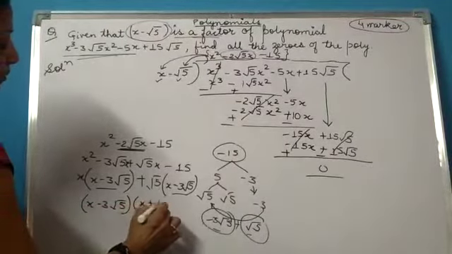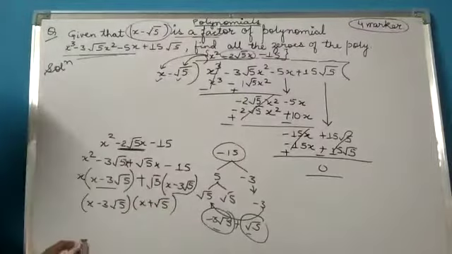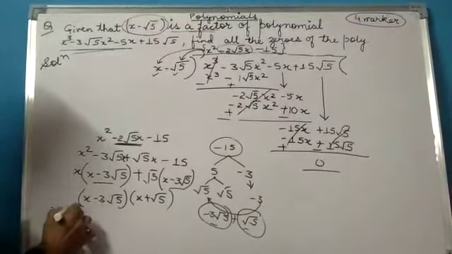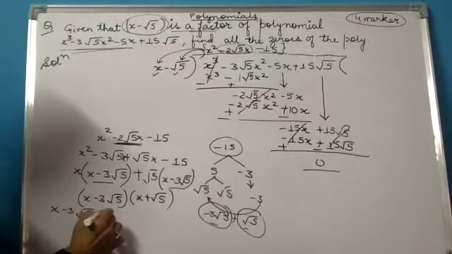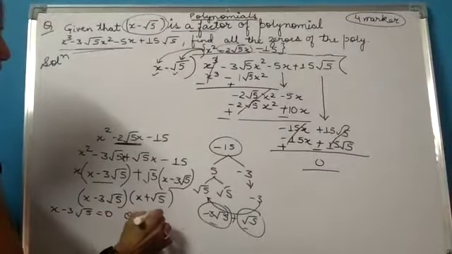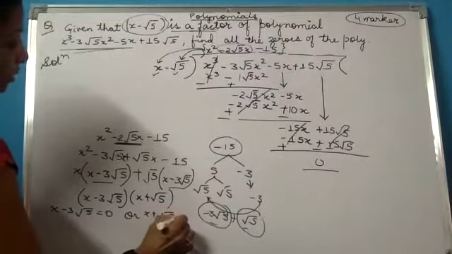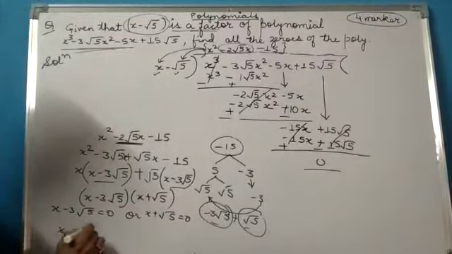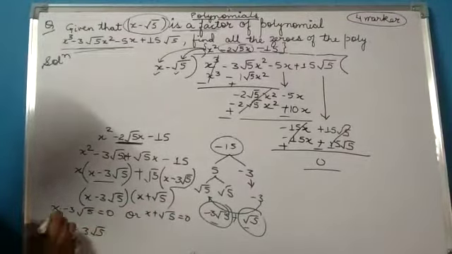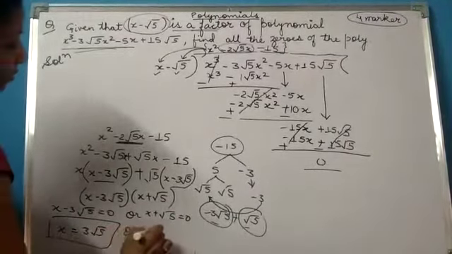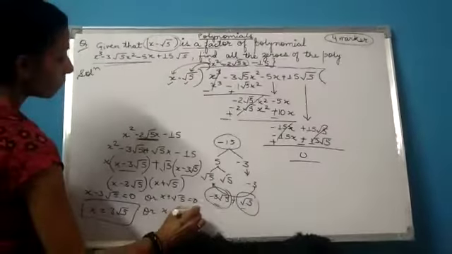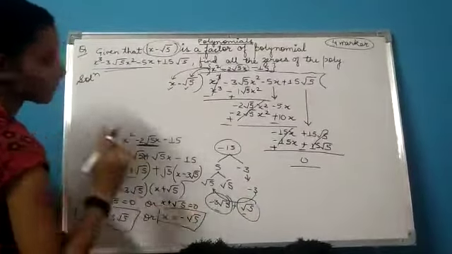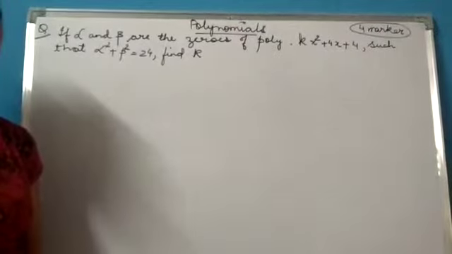x plus root 5. To find the roots, we equate it to 0. Either x minus 3 root 5 equals 0 or x plus root 5 equals 0, which gives me x equals 3 root 5 or x equals minus root 5. That's it. Let's discuss the next question.